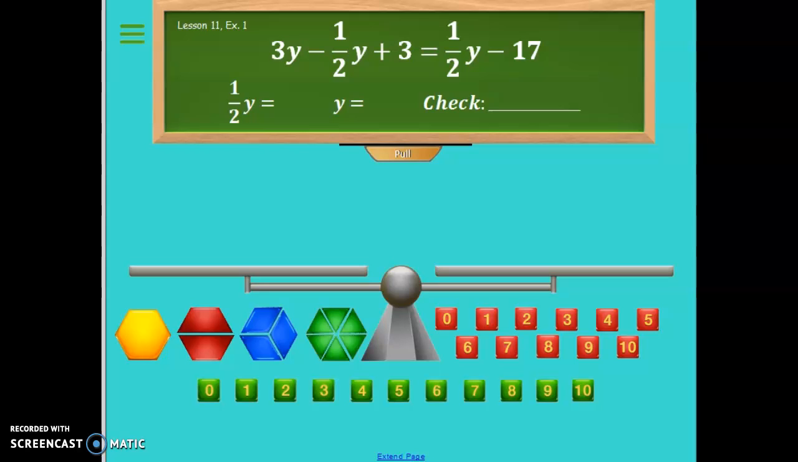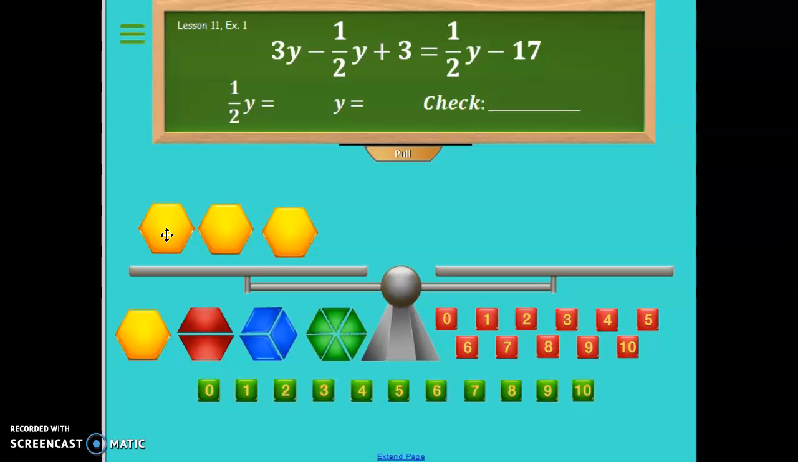Here we go. We have 3y minus 1/2 of y plus 3 equals 1/2 of y minus 17. So we will perform the original physical setup. We have 3y, and we need to subtract 1/2 of y, which the way it stands right now, we cannot do. So we need to use the legal move called the substitution principle. Remember, the substitution principle says that we can make a trade for equivalent values.